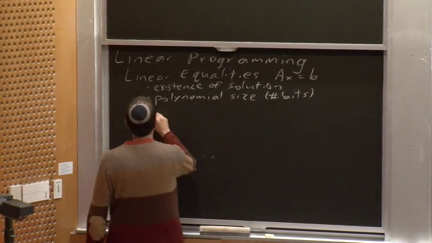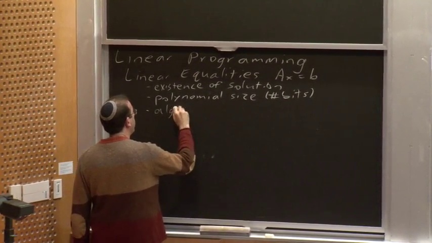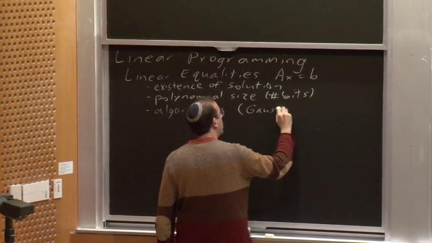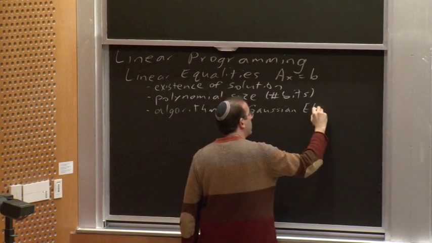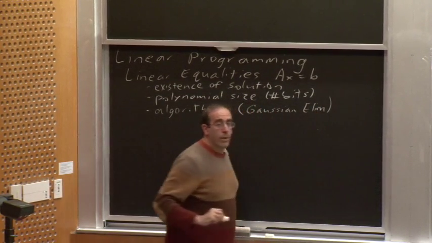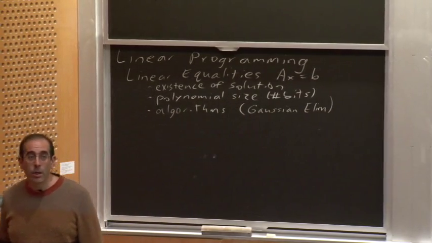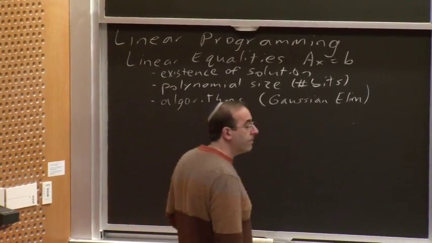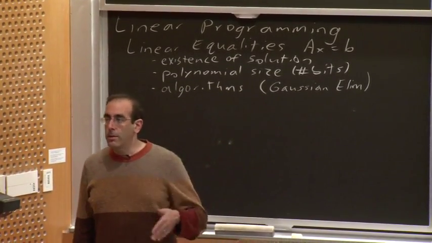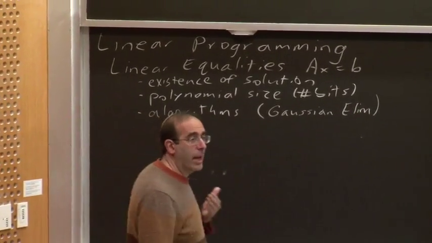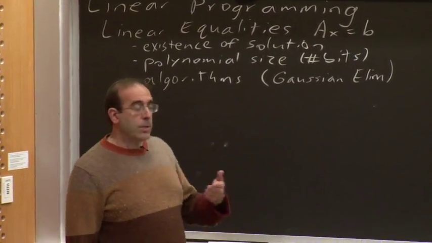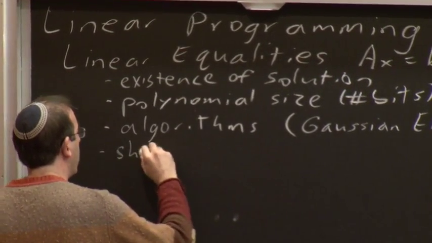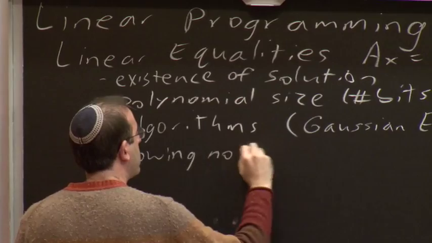And then we started talking about algorithms such as Gaussian elimination, for actually constructing a solution if one exists, and knowing that we can construct one of polynomial size. Okay? So this is taking us most of the way towards fully understanding the case of linear equalities. But there's one more thing that I want to look at, which is showing that there's no solution.